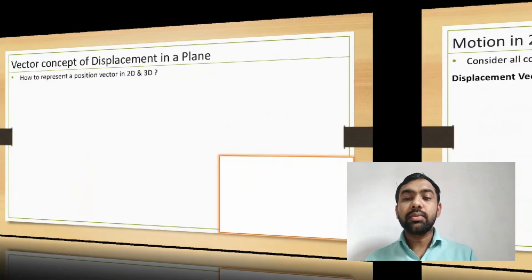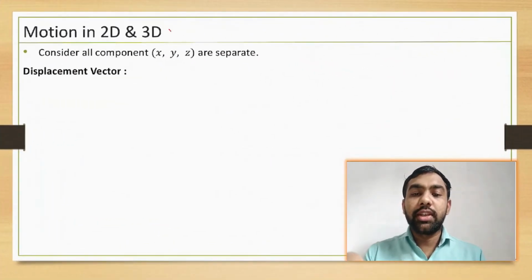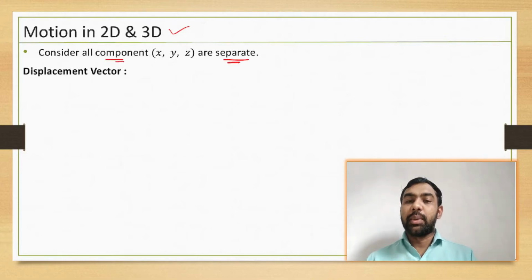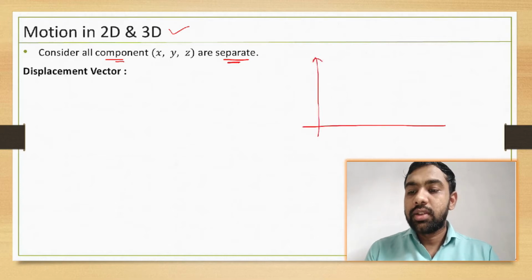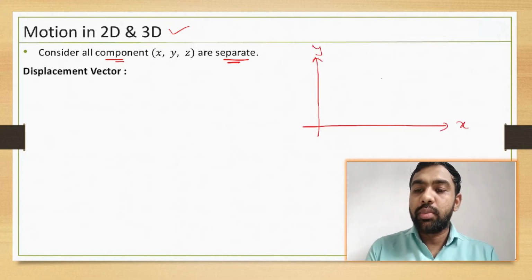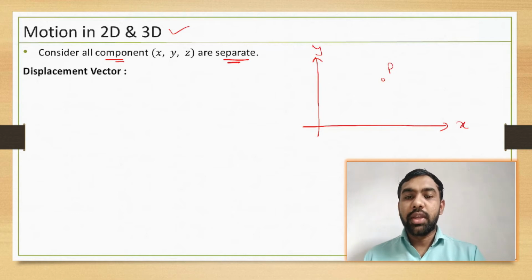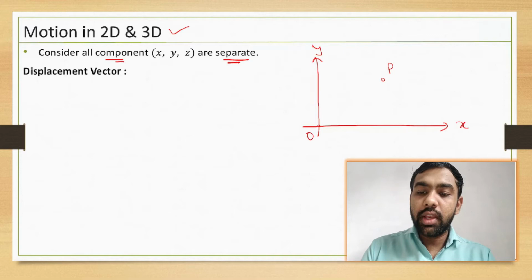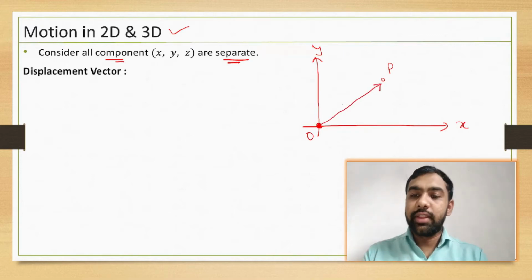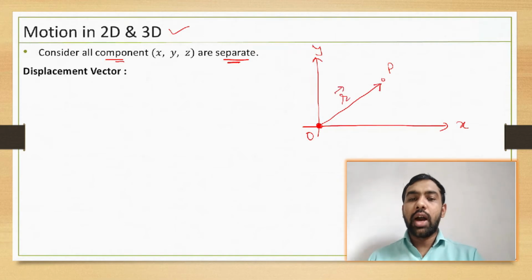So first is motion in 2D and 3D. Consider that all these components x, y and z are separate here. Why are we considering them separate? Consider the same figure as we drew in the previous slide, with x and y axes and point P. Now if a particle moves from point O to point P along this path, that is the position vector R. So R is OP.